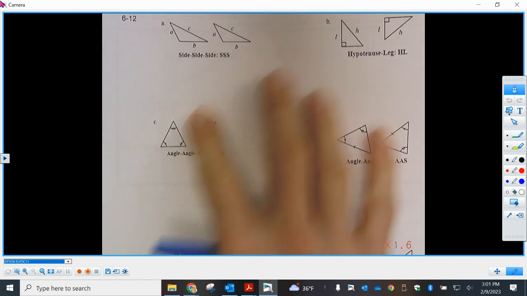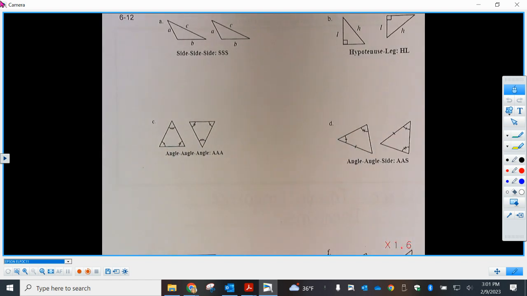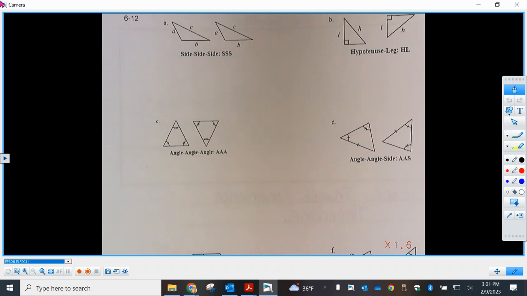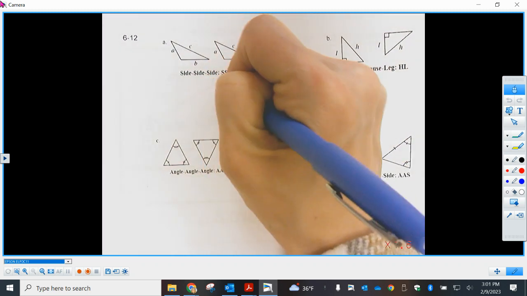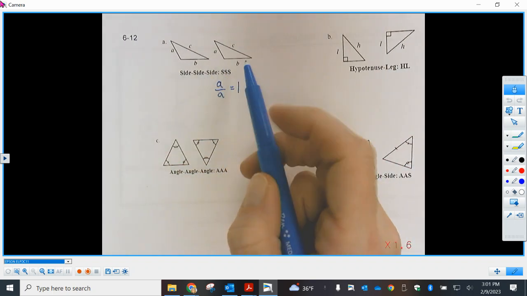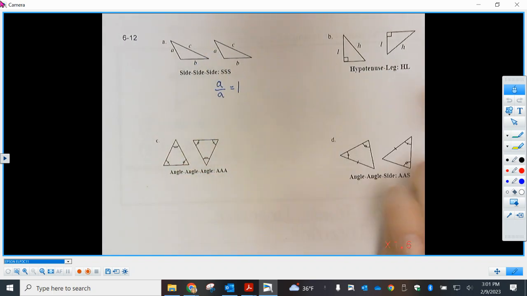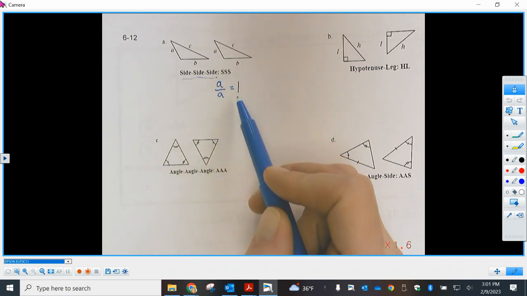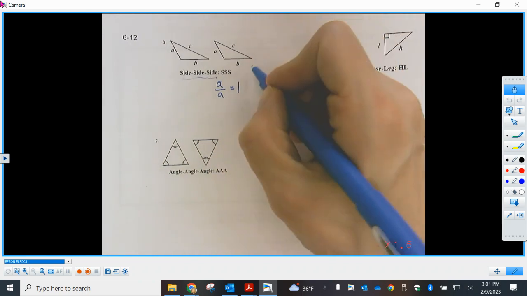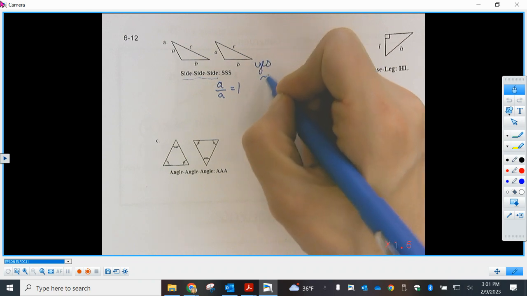These are the other ones that could potentially work. Let's quickly talk about this. If these are the same, if all of these, A over A equals 1, B over B equals 1, C over C equals 1, this is side, side, side. We know they're similar, so then they have to be congruent. So yes, congruent.